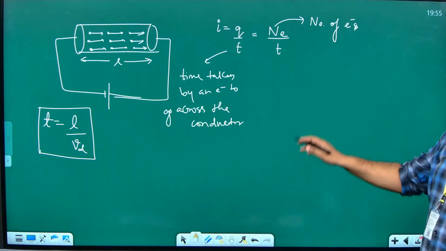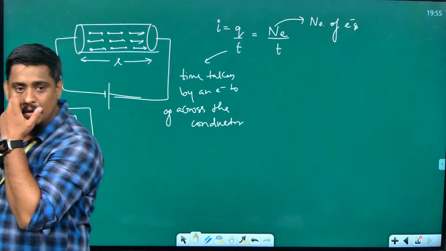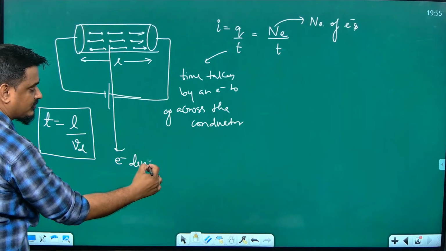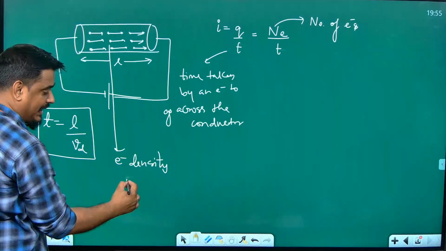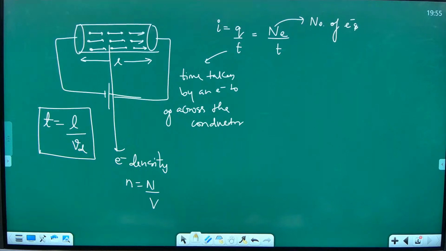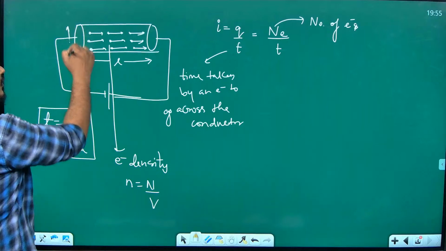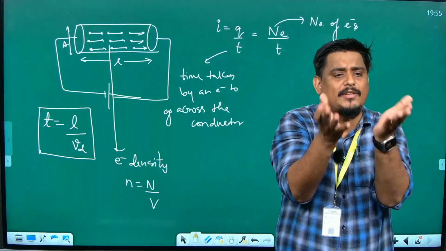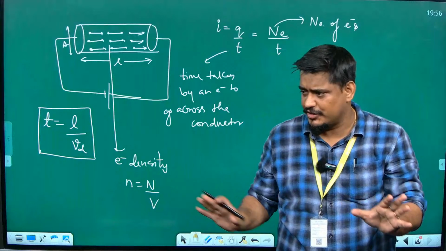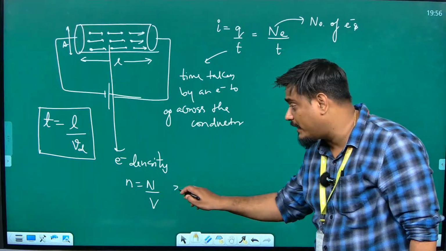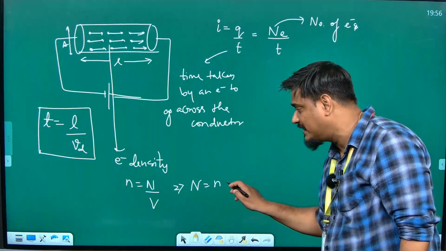Also, here I am assuming the electron density as small n, which is equal to the number of electrons per unit volume. Please understand this. Electron density means how many electrons there are in a unit volume. In this case I took some area of cross section and some L, but for different cases it will be different. So I am finding the electron density for a unit volume, and then I can use it for any relation. So the number of electrons is equal to electron density into V.